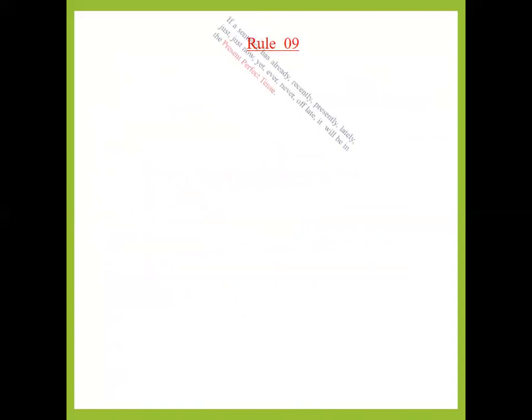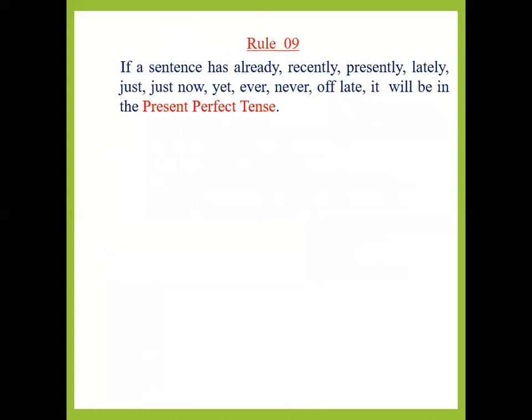Rule 9. If a sentence has already, recently, presently, lately, just now, yet, ever, never, of late, it will be in the present perfect tense. For example, we were ready to finish our task. The word "already" indicates that the tense of this sentence will be in present perfect tense. That's why the answer is "have finished".